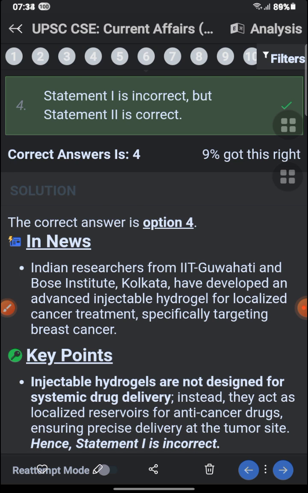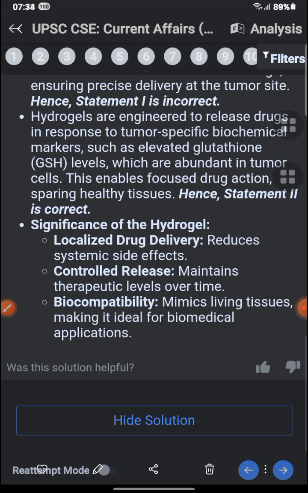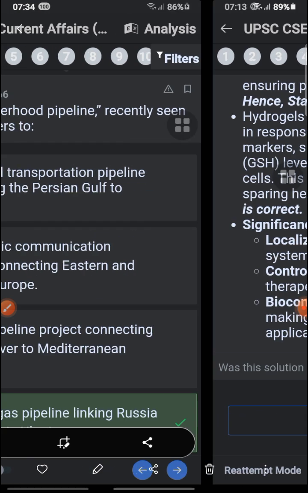Okay, so IIT Guwahati and the Bose Institute of Kolkata have developed an advanced injectable hydrogel for localized cancer treatment, specifically targeting breast cancer. The hydrogels are engineered to release drugs in response to tumor-specific biochemical markers such as elevated glutathione levels, which are abundant in tumor cells. This enables focused drug action, sparing healthy tissue. Localized drug delivery reduces systemic side effects and controls the release to maintain therapeutic levels, and biocompatibility mimics living tissue, making it ideal for biomedical applications.